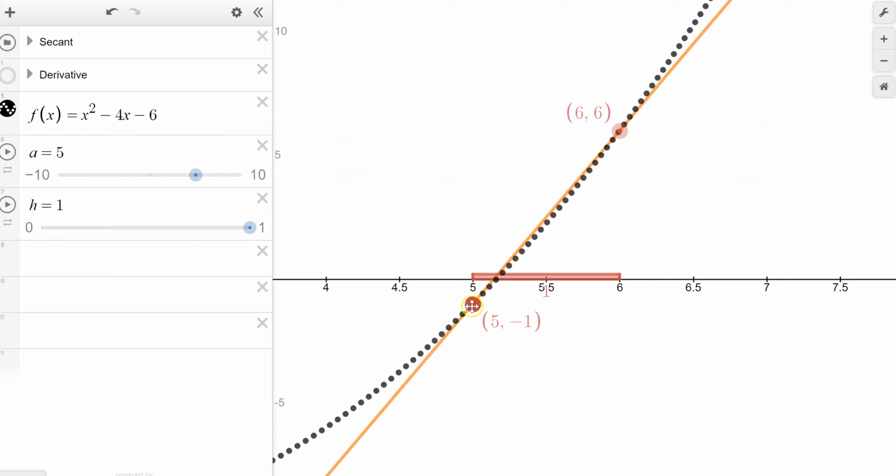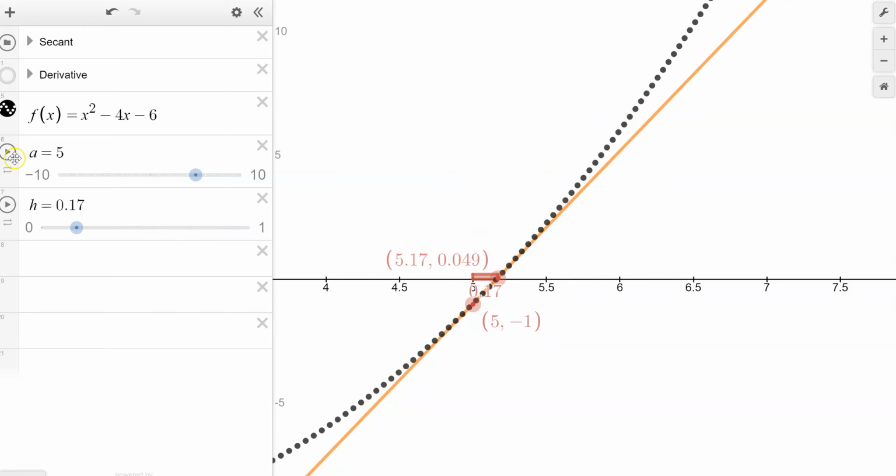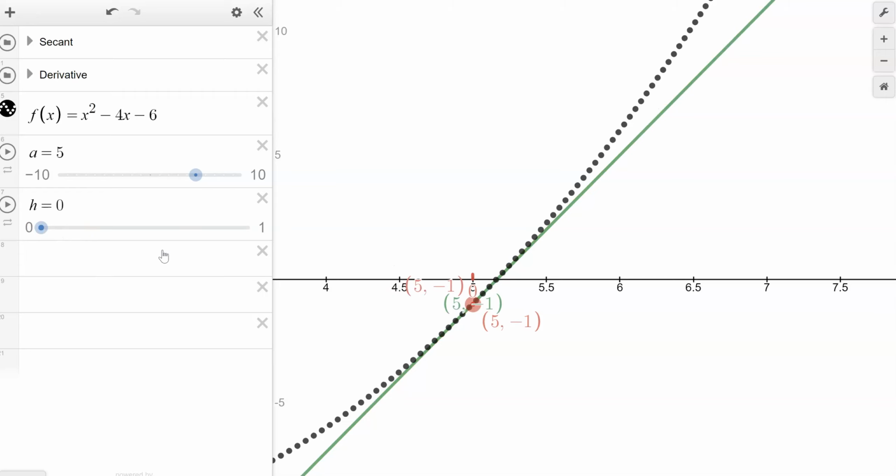So our graph looks like this. We have our parabola. Our first point that we're trying to find is at 5, -1. And then again, we're going to find the slope of that secant, and then take h as it approaches 0, which gives us the slope of our derivative. And then we will find the equation of this line that is created as the tangent.